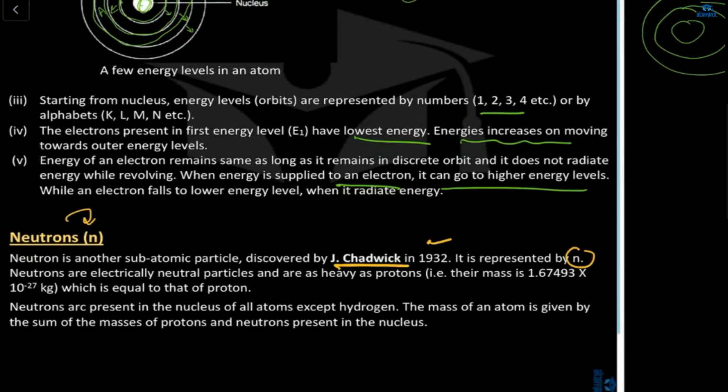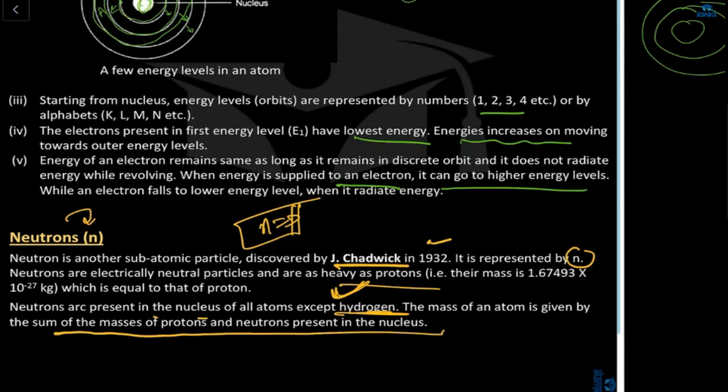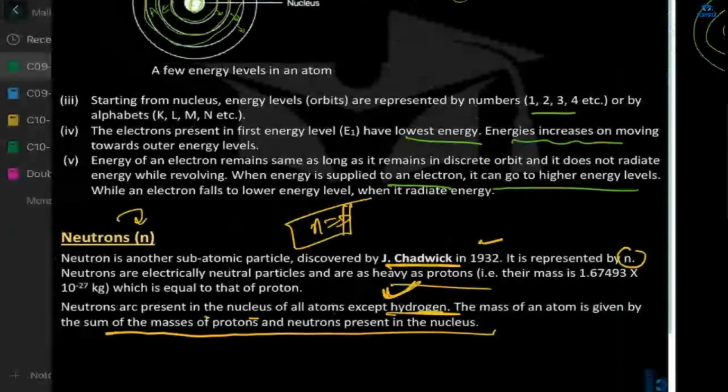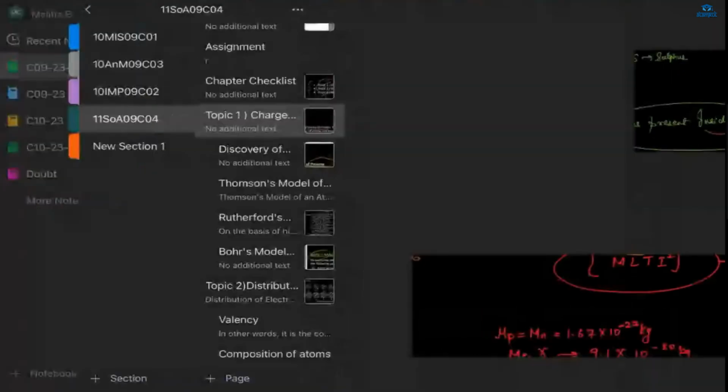So neutrons are electrically neutral particles, and they are as heavy as protons. It means the mass of a neutron is equal to that of a proton. Neutrons are present in the nucleus of all atoms except hydrogen. The mass of the atom is given by the sum of the mass of protons and neutrons present in that particular nucleus.